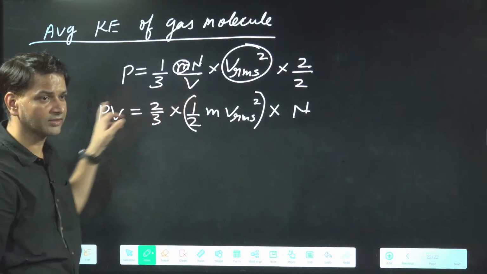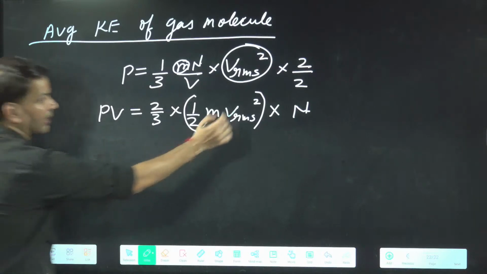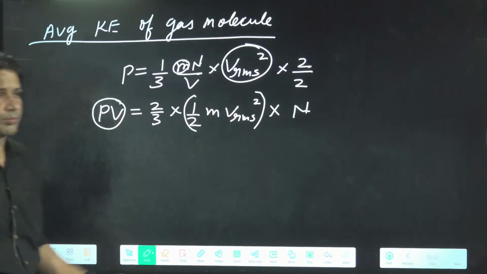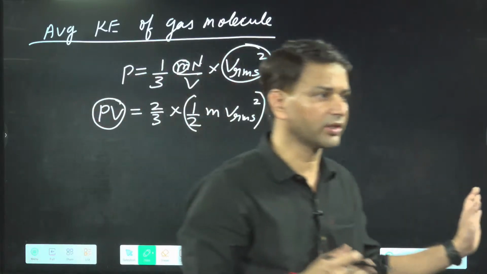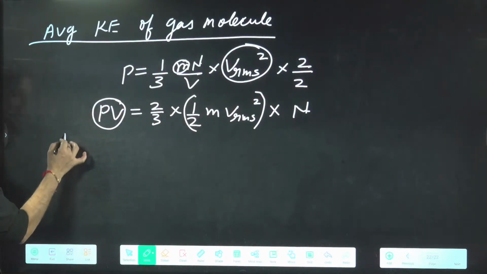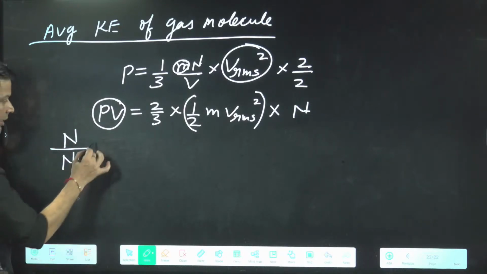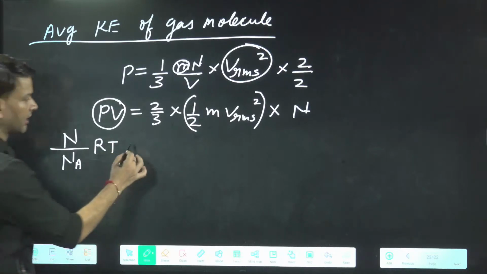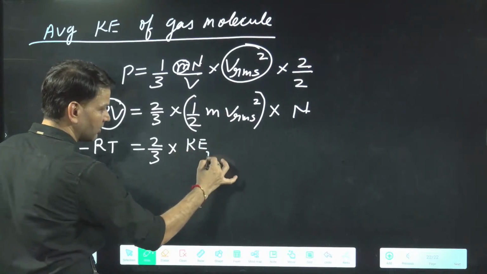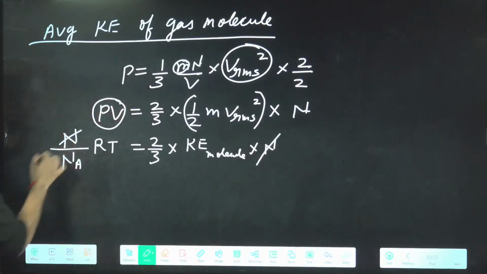Everybody got or not? This V I shifted here. Directly you can remember the result, but I am showing. And number of molecules I have taken here. Now from the ideal gas equation, because this is also the pressure of an ideal gas, PV is equal to nRT. Number of moles is the number of molecules upon Avogadro number, into R into T. That you will get 2 by 3 into the kinetic energy of the molecule into N. So this N cancels out.